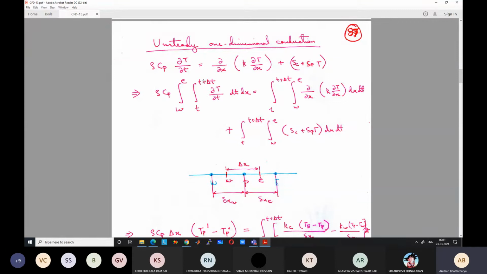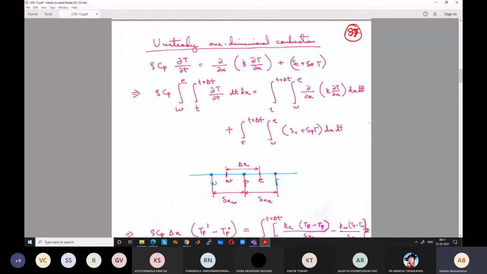So rho Cp, assuming that they are constant, we can take them out. Then these two integrals of ∂T/∂t dt dx are equal to the integral over time from t to t plus delta t and space from w to e of ∂/∂x (k ∂T/∂x) dx dt. That is the diffusive term, and similarly the integral of the source term, the time integral from t to t plus delta t and the space integral from small w to small e of Sc plus Sp T.